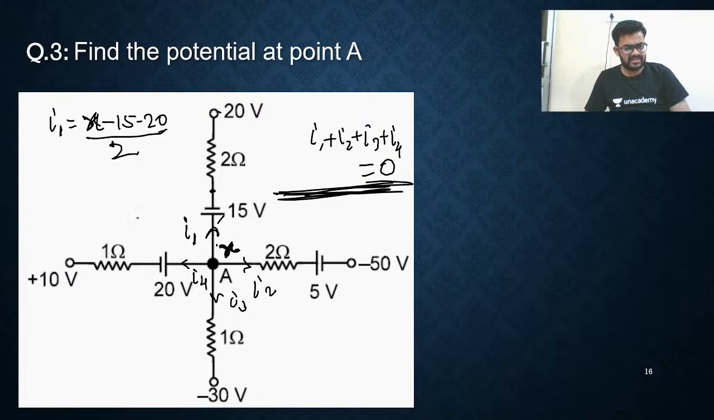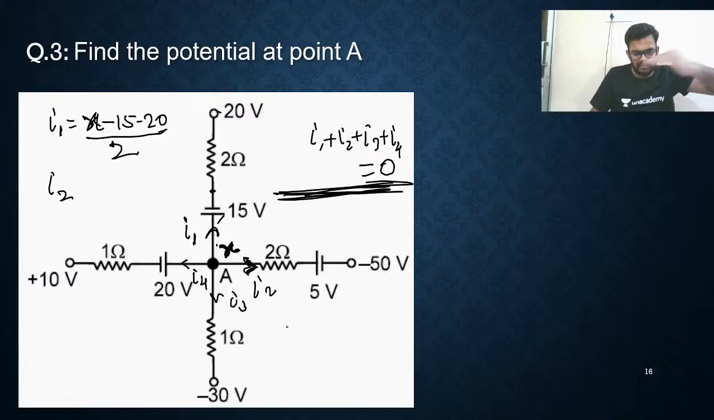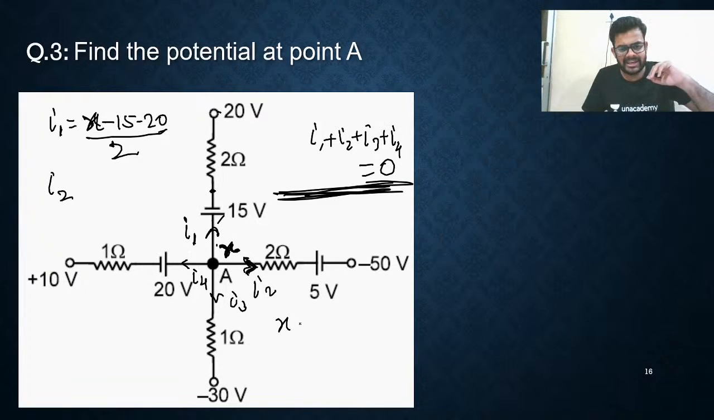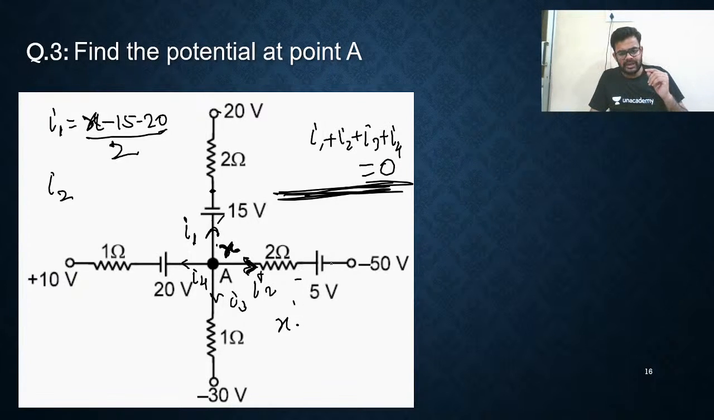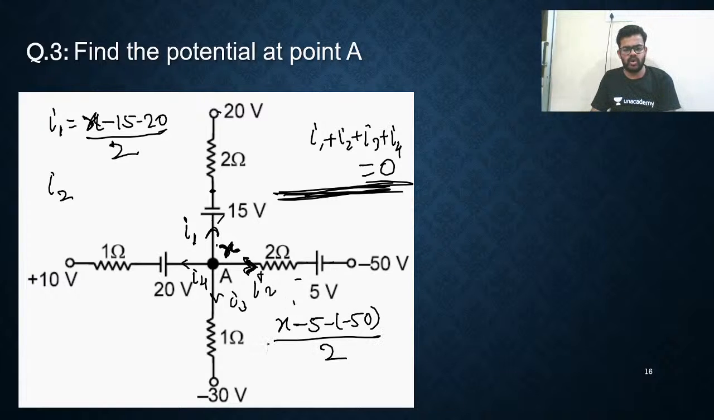Now for the second, I2, let us consider this branch. This branch has current I2. So how to solve that? You are going from the center, so X minus, what will you write here? This is plus, this is minus, so minus I R2. Here you come, the potential will decrease by 5, and here is 50. So you will write X minus 5 minus of minus 50, divided by the total resistance, that is 2 ohm. This is the I2 current.